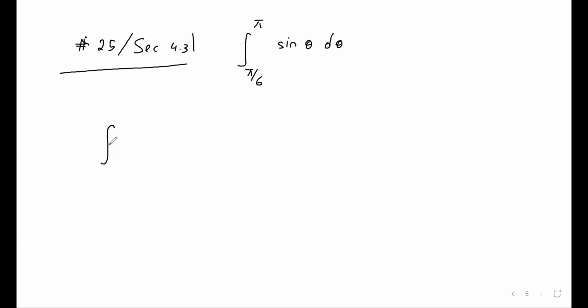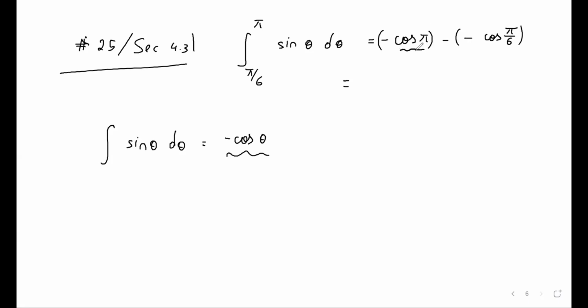So in this case, what I need to do is the antiderivative of sine theta d theta, which is negative cosine. And we need to evaluate that from pi over 6 to pi. So this number is going to be negative cosine of pi minus negative cosine of pi over 6. Cosine of pi is negative 1, so negative of that is 1, plus, and then minus cosine of pi over 6. Now, cosine of pi over 6, everybody should know, is square root of 3 over 2, so 1 plus square root of 3 over 2. So this is the final answer.